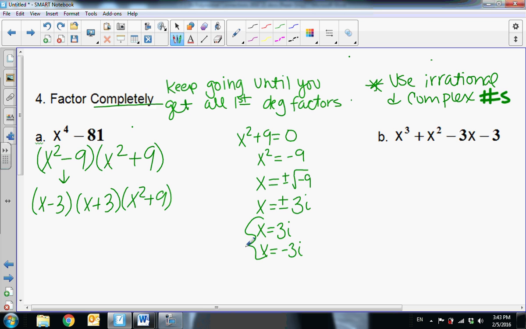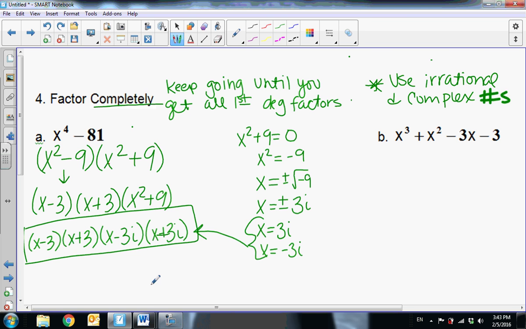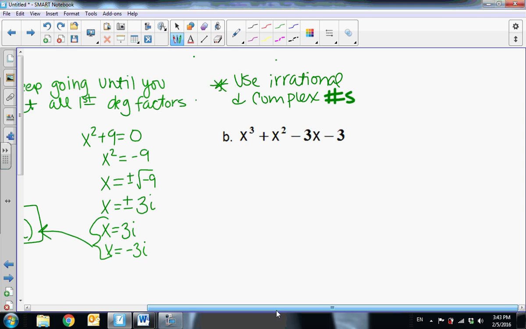So now I'm going to take these and come back over here and try to write my other 2 factors. So I'm going to keep x minus 3 and x plus 3. And then I'm going to use these roots: x minus 3i and x plus 3i. It's a fourth degree polynomial, so we got down to 4 factors. All right, now we're going to do part B.